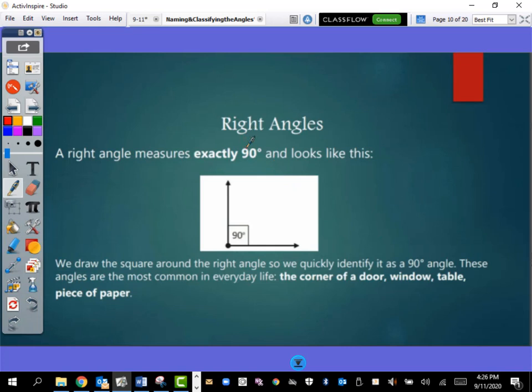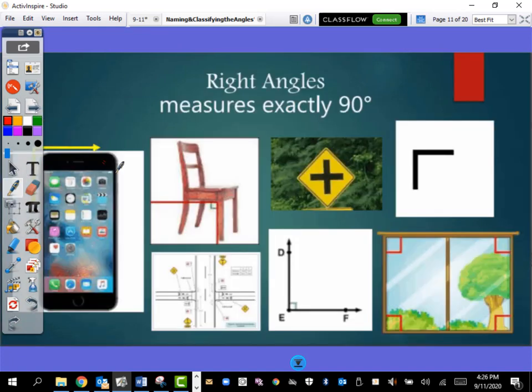Next, we're going to talk about the right angle. So a right angle is measured exactly 90 degrees. And this is how it looks like. Sometimes it will have a box. Whenever it has a box, that means a right angle. So we draw the square around the right angle so we can quickly identify it as a 90-degree angle. And this is how the 90-degree angle looks like. So you can kind of get an idea how a right angle looks like.